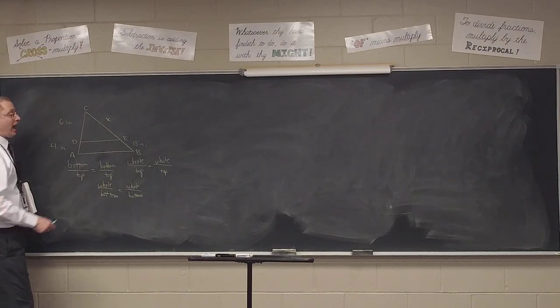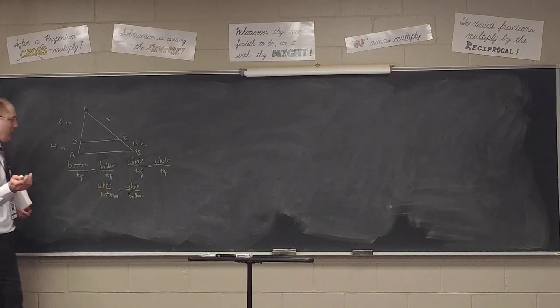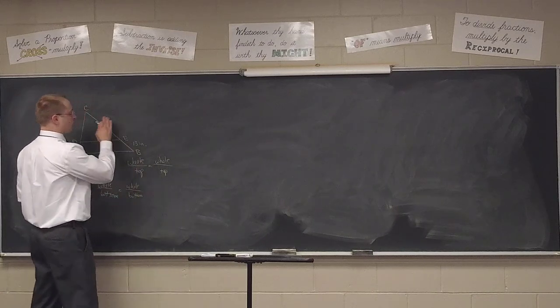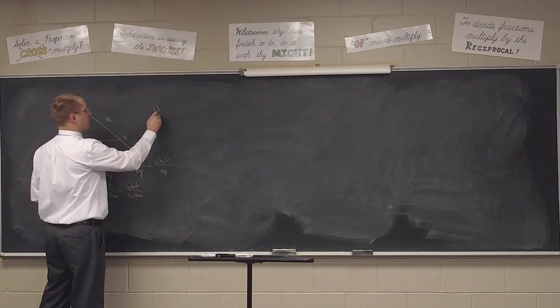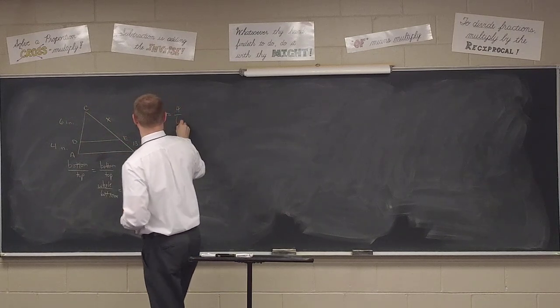You have the bottom. I have a bottom and I'm trying to find a top. Okay, so which proportion should I use if there's a bottom and a top in play here? Absolutely, bottom is to top as bottom is to top. So if we start on the side with the X, we can say the 13 bottom is to X top, as 4 bottom is to 6 top.